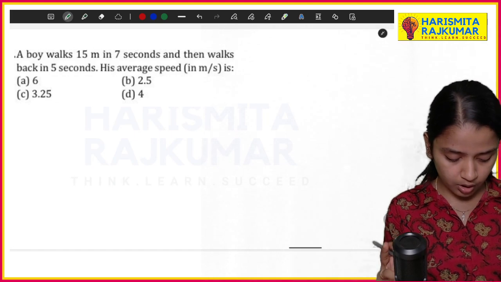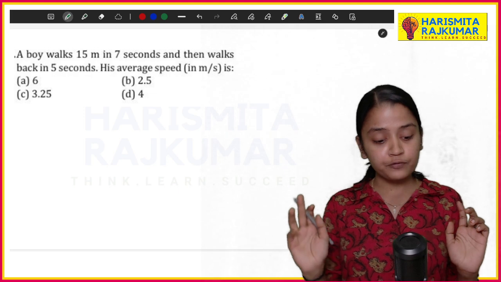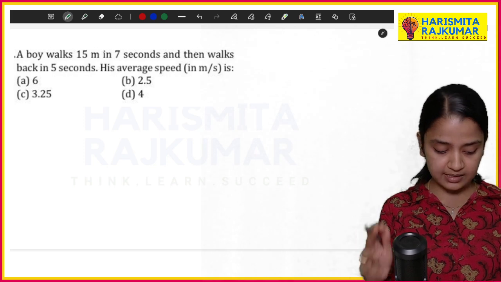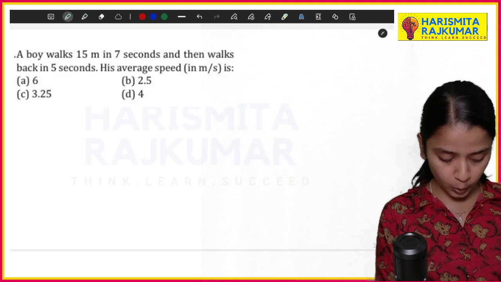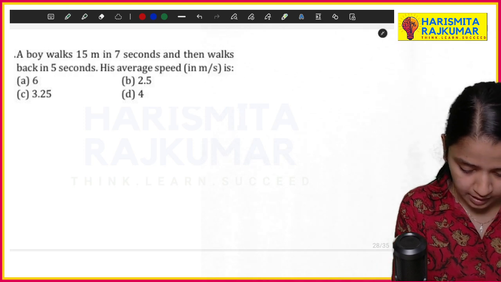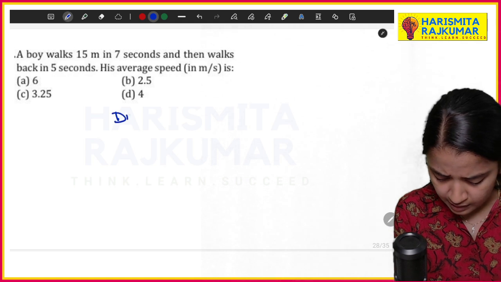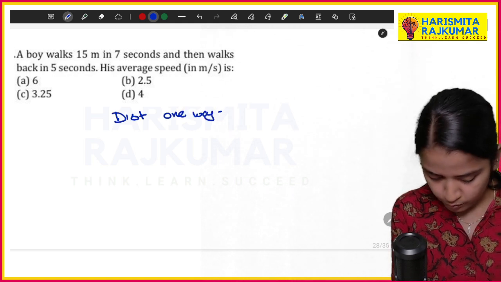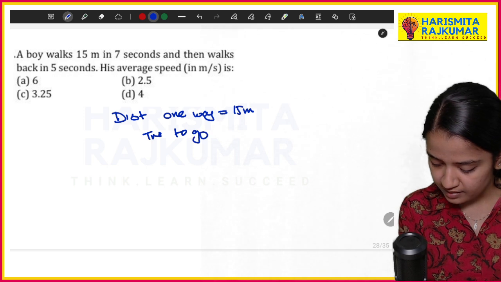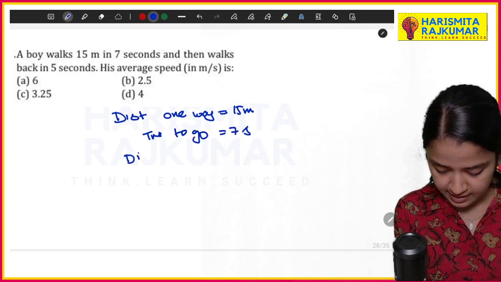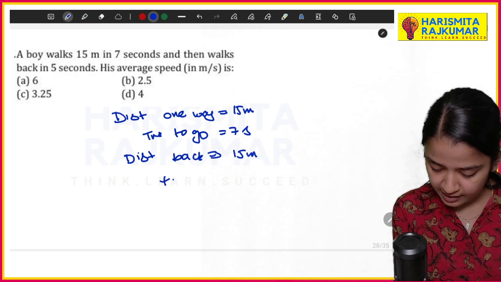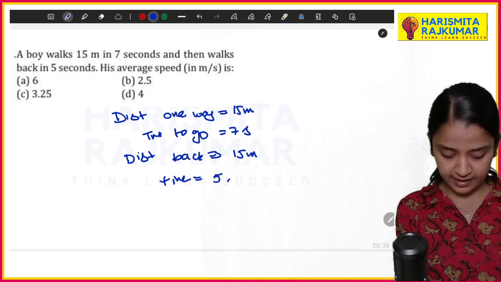Here you can see that a boy walks 15 meters in 7 seconds, then back in 5 seconds. What is his average speed? So how can you find it? Basically distance one way is 15 meters, and the time to go is 7 seconds. Then distance back is again 15 meters, and the time he has taken for that is 5 seconds.